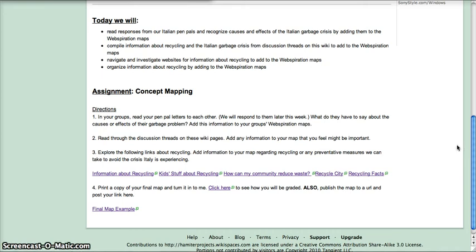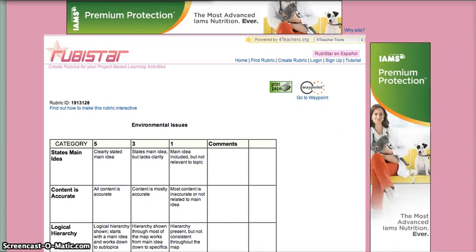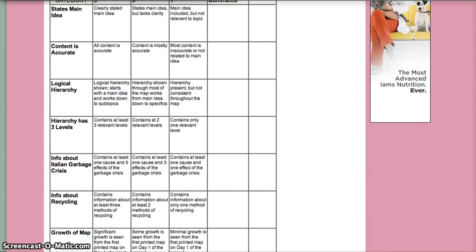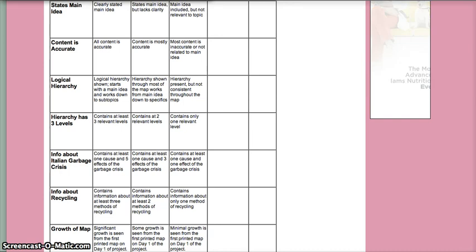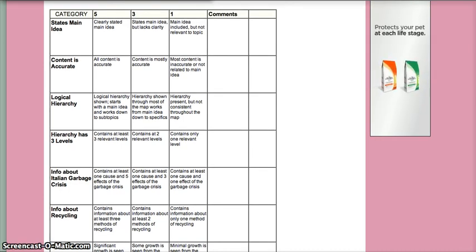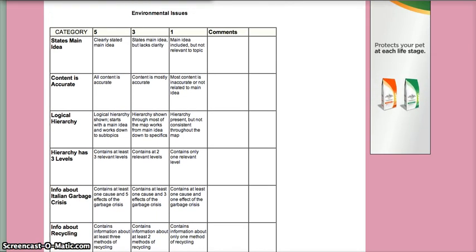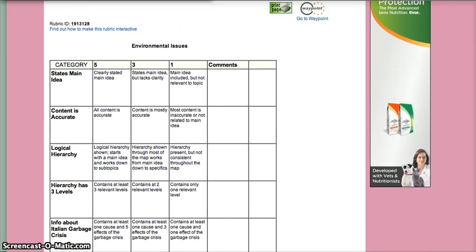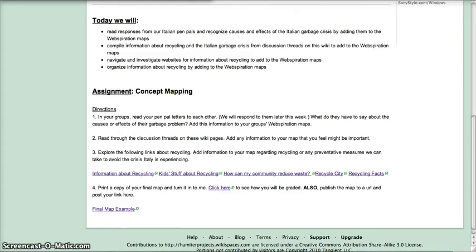So they're going to be adding to it. When they're done, they're going to have a grade because it is so much information. I'm looking to see that their map has grown from day 1 to day 5. I'm looking to see that they've included information about recycling, about the Italian garbage crisis, and hopefully they'll have at least 3 hierarchies on their map. And I'm looking to make sure that the content in it is not way out of left field, that it's at least covering the right topic. And then they are to put their final example of a map here.